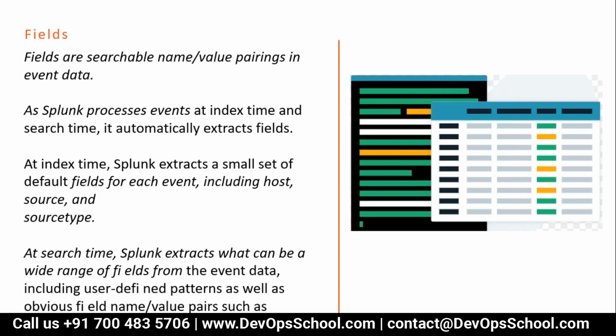At index time, Splunk extracts a small set of default fields for each event, including host, source, and source type. At search time, Splunk extracts a wide range of fields from the event data, including user-defined patterns as well as obvious field name-value key pairs such as user ID equals 0. So this is called fields.